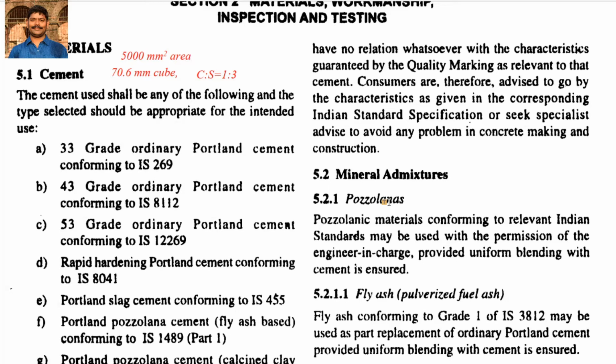Now what happens if you add pozzolanic material? Pozzolana basically reacts with that Ca(OH)2, calcium hydroxide, which was undesirable, and again it will produce CSH gel. So initially, cement reacts with the water and produces CSH gel plus calcium hydroxide. Now if you add pozzolana, pozzolana also will react with the Ca(OH)2 and produce additional CSH gel. So it will give more strength.